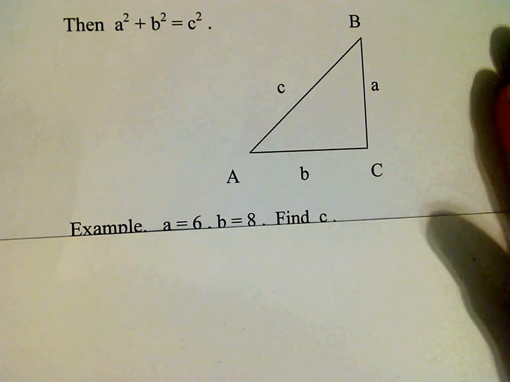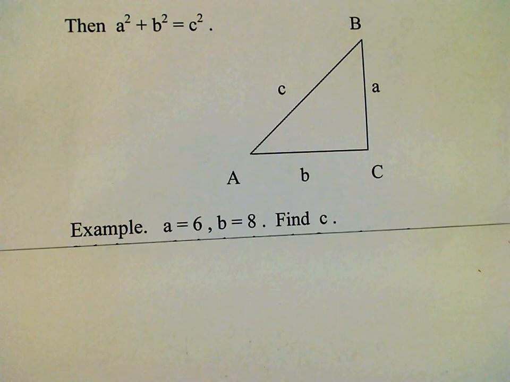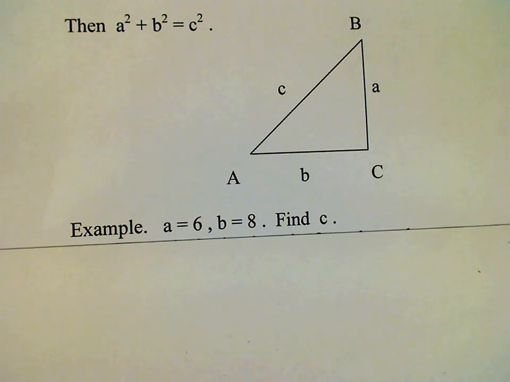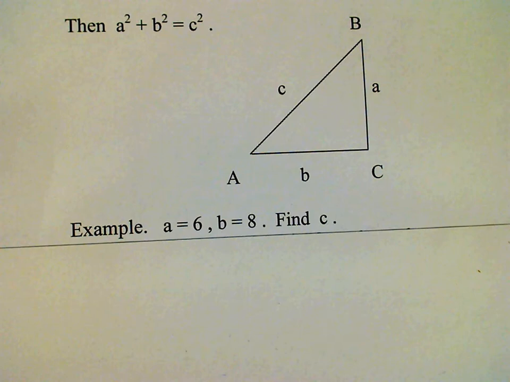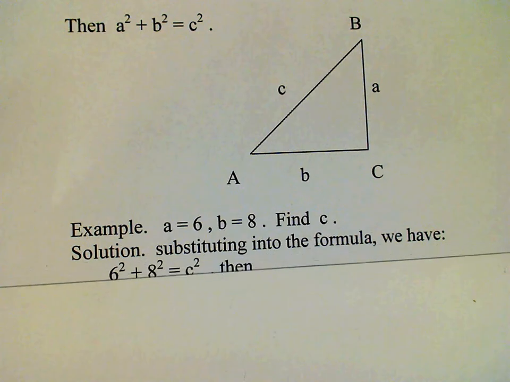Okay, so for example, we have A equals 6, B equals 8. Find C. Well, all we need to do is substitute into the formula. If A is 6, then A squared is 36. B is 8, then 8 squared is equal to 64. Add the two up, we get 36 plus 64 is 100. Therefore, we have C squared equals 100, so C is equal to 10.